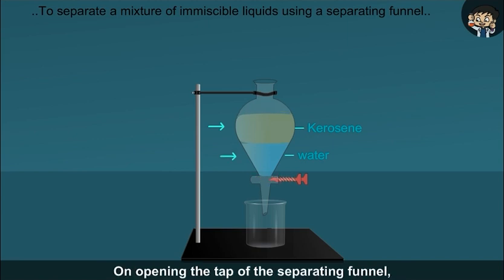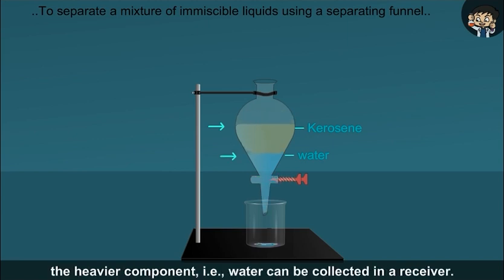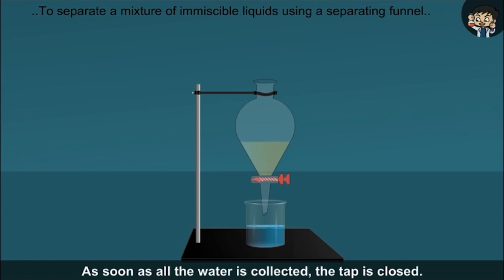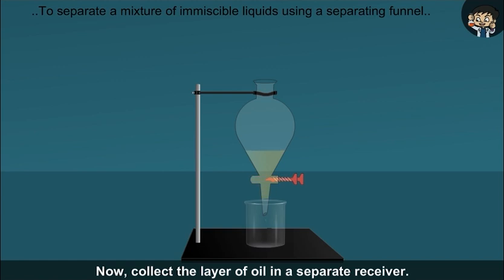On opening the tap of the separating funnel, the heavier component, that is water, can be collected in a receiver. As soon as all the water is collected, the tap is closed. Now collect the layer of oil in a separate receiver.